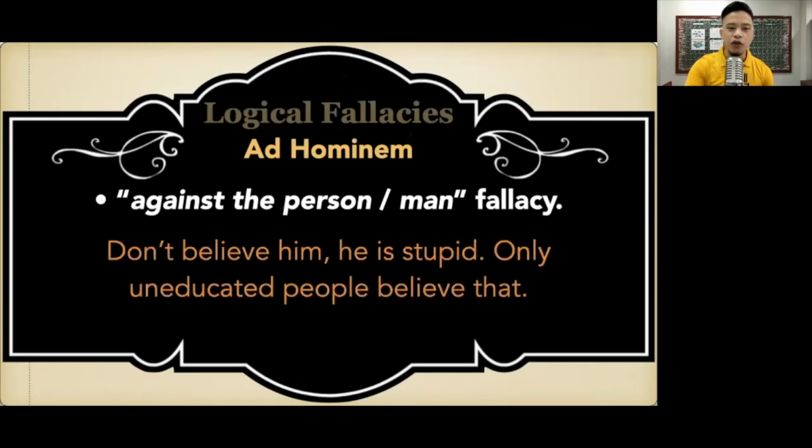Example 1. Don't believe him. He's stupid. Only uneducated people believe that. So the character of the person was attacked. It was asserted, and only an assertion, that that person is, quote unquote, stupid. Only uneducated people believe that, because no one wants to be called uneducated. No one wants to be associated with that, quote unquote, stupid person. Therefore, this fallacy is being passed on as logical, even though it's not.